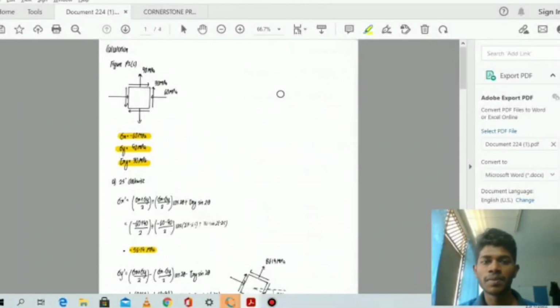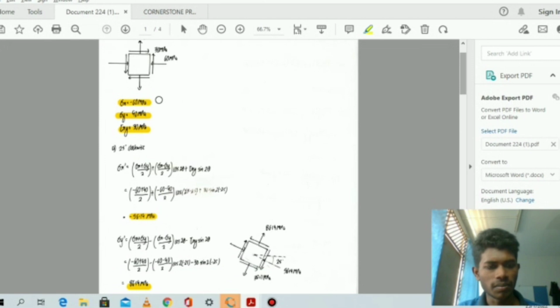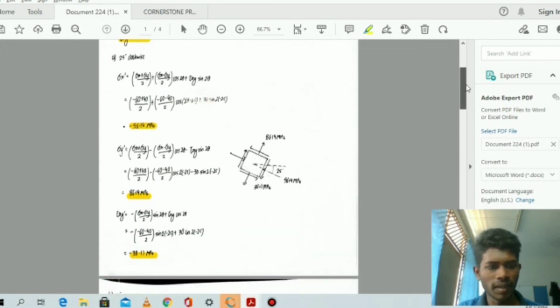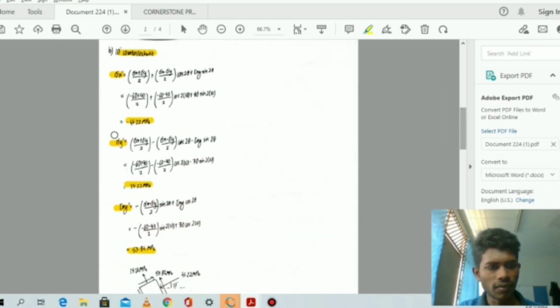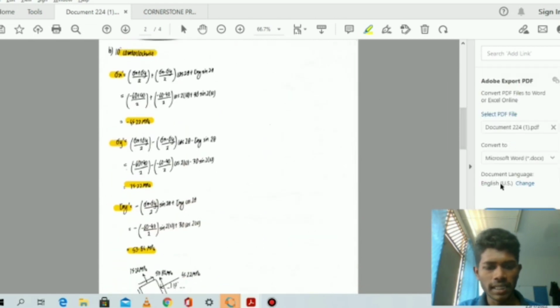So hi, I'll be explaining question one. Based on question one, I'm supposed to write a computer program for the given normal stress in x, y direction and shear stress tau xy. For figure 1c, this is my sigma x, sigma y, tau xy, and I use the general equation to find sigma x prime, sigma y prime, and tau xy prime. This would be my answer for 25 degrees counterclockwise, and this is my answer for 10 degrees counterclockwise.